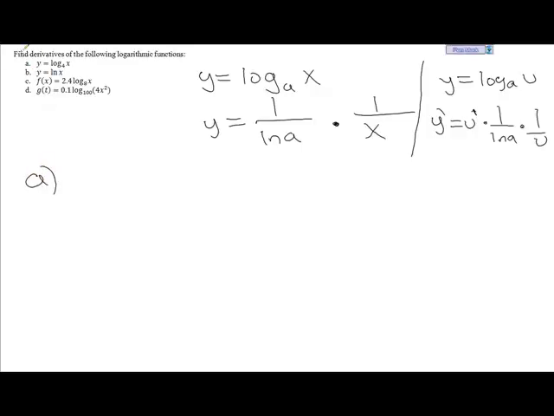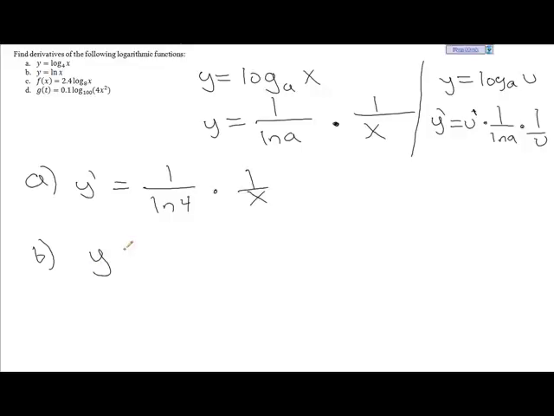Letter A, we just have an x over here, so we'll go ahead and use this form of it. y prime would equal 1 over the natural log of 4 times 1 over x. You can simply write 1 over x natural log of 4, but whichever way you'd like to write it is fine. B, y equals ln x.